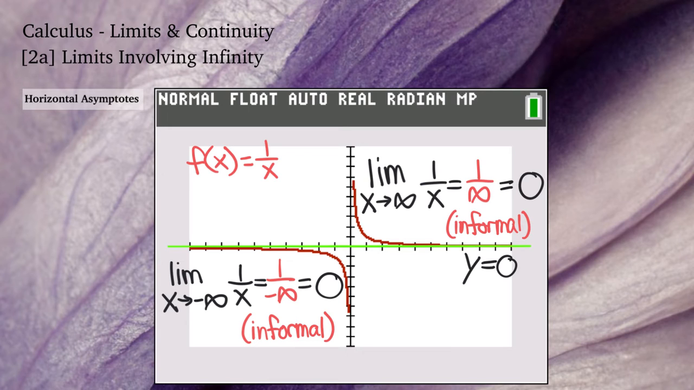What in the world is 1 divided by infinity? The good thing is we don't need to answer that because we're not finding the function's value at infinity. We're finding the limit as x approaches infinity. So the question now becomes, what does 1 divided by infinity approach? It approaches 0, a finite number.